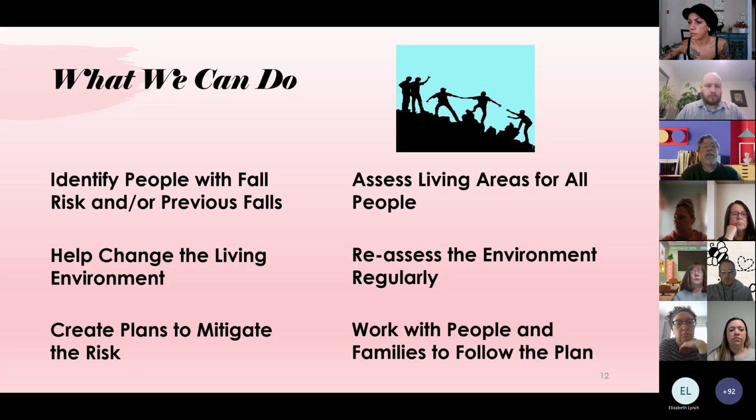Then there are some things that we can do. I've already talked about a lot of these, but we certainly want to identify people with fall risk or previous falls. We want to go in and assess living areas for everybody. And it's something we should focus on every time we go into somebody's home. Take a quick walk around and keep falls in the back of our head. Can this environment be safer?